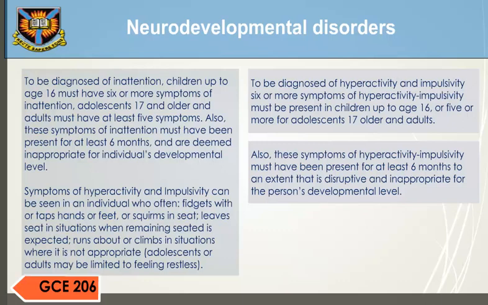To be diagnosed with hyperactivity and impulsivity, 6 or more symptoms of hyperactivity and impulsivity must be present in children up to age 16, or 5 or more in adolescents 17 years and older and adults. Also, these symptoms must have been present for at least 6 months to an extent that is disruptive and inappropriate for the person's developmental level.